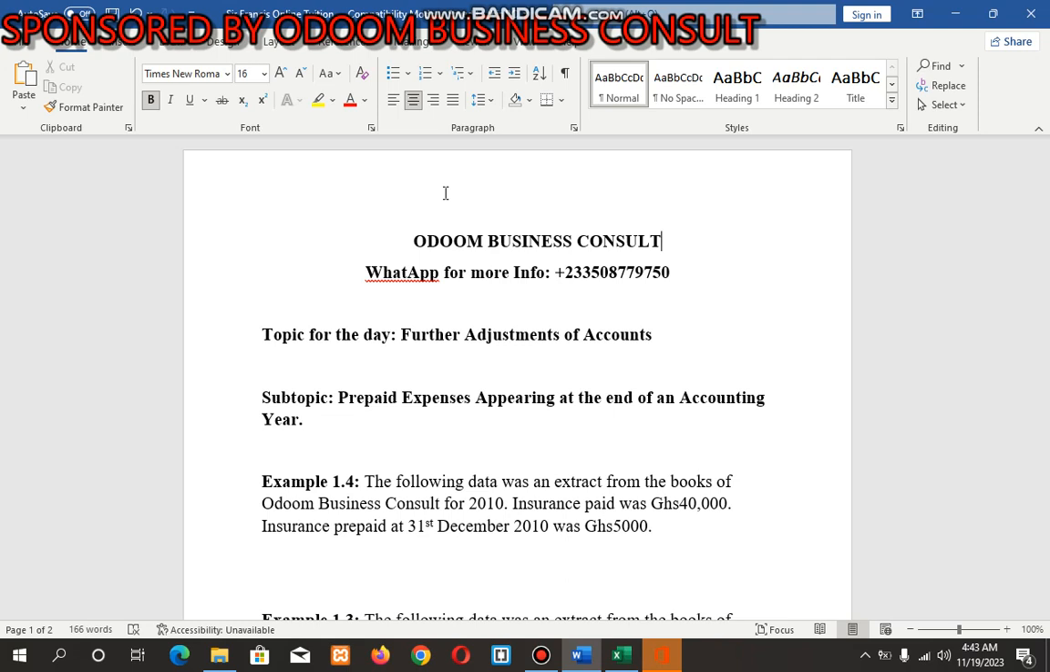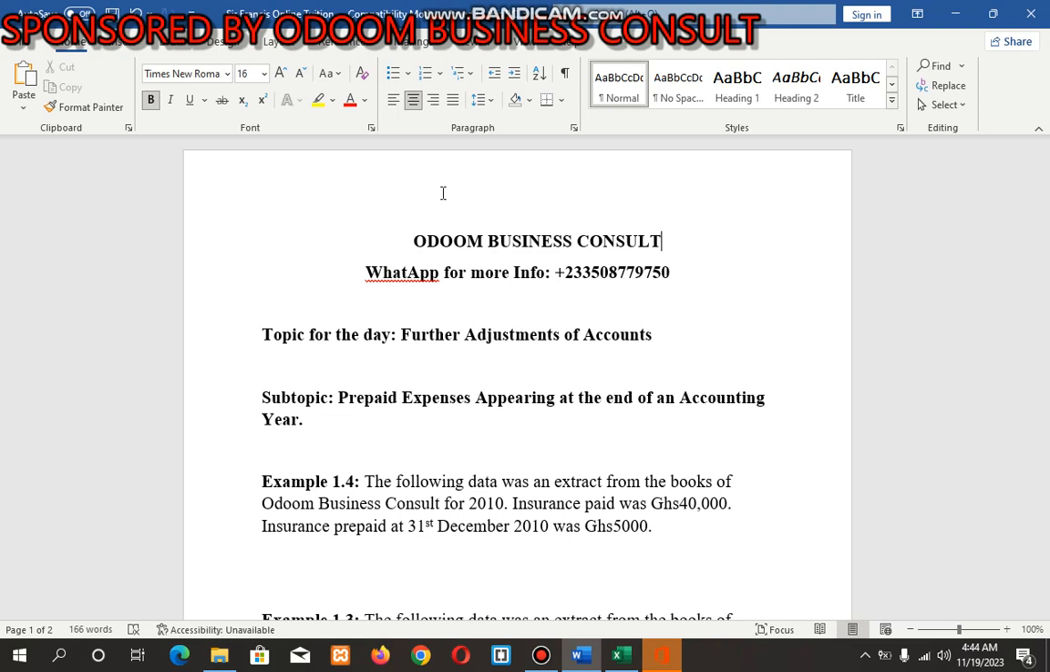So prepaid expenses, we have two types. We have prepaid expenses appearing at the beginning of an accounting year, and prepaid expenses appearing at the end of an accounting year. The treatment for the two is never the same. We are done with the first one, and this is the last one we are considering under prepaid expenses. So prepaid expenses appearing at the end of an accounting year, what does it mean? It means the business has made payment for that expense in the current year, but the benefit will be consumed in the upcoming year.